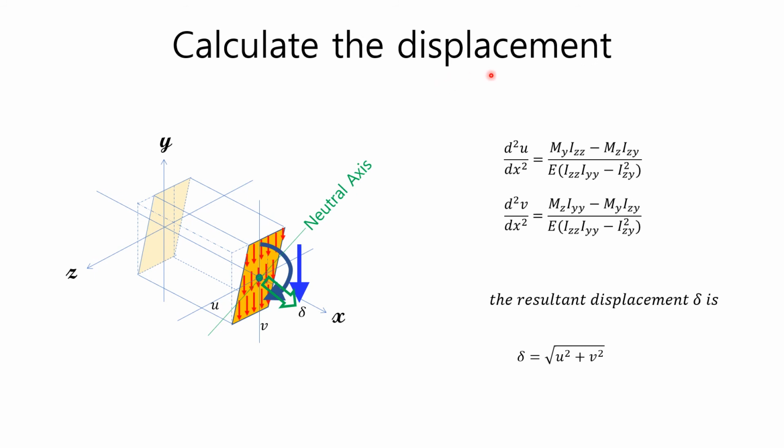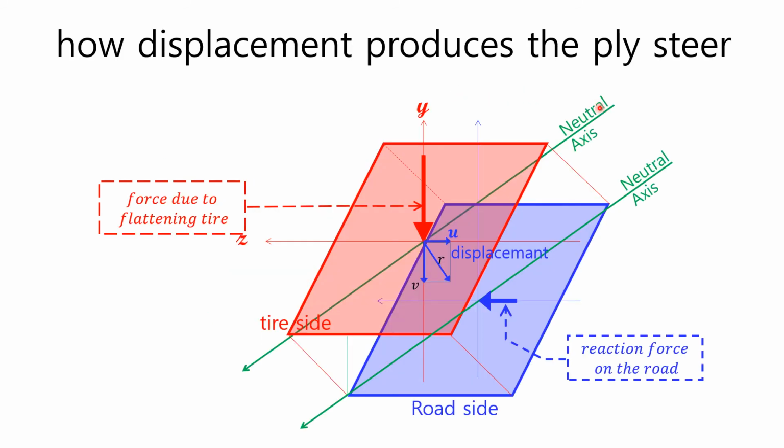Finally, we can reach the equations of displacement, which lead us to get the size and the direction of displacement due to external forces and moments. This figure illustrates the principle that displacement of asymmetric tire pattern block causes plysteer.